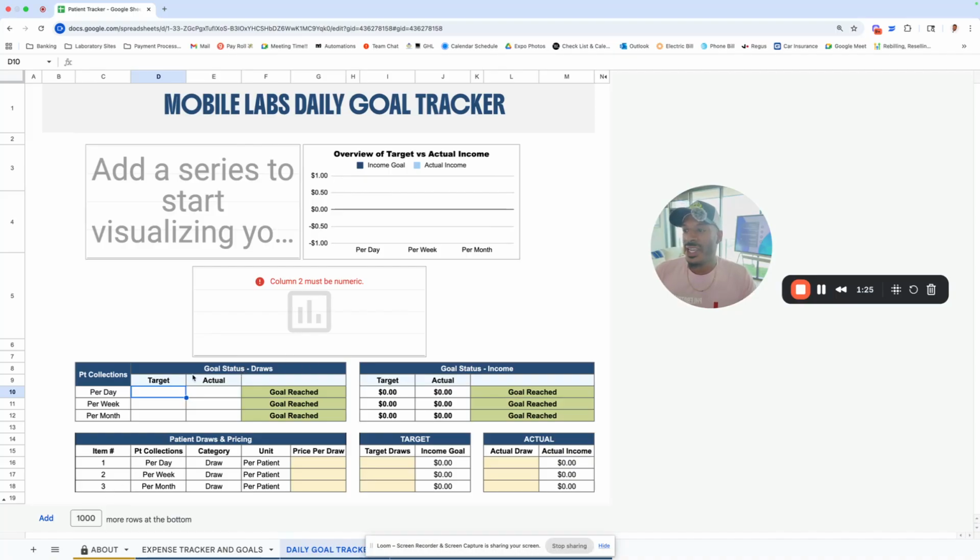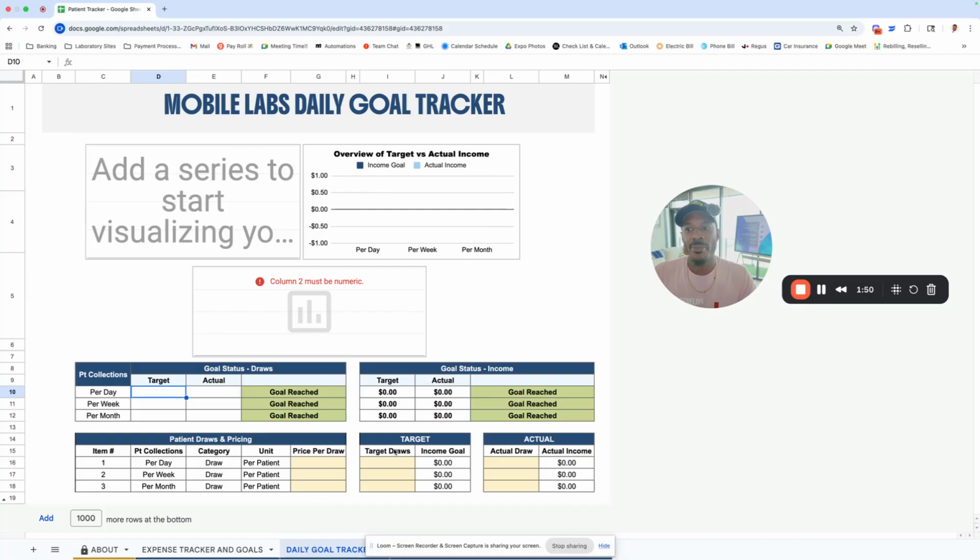So first things first, you're going to see here your goal status. These are going to be your draws that you want to target, and then the actual draws you actually did draw. This is the amount of money that you are targeting to make per collection, and this is the target amount that you actually made, okay? Same thing here, your pricing. This is where we're going to put that draw fee, right here in the yellow, all right? So you're going to plug it into all those specific areas.